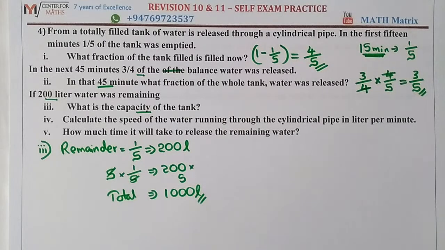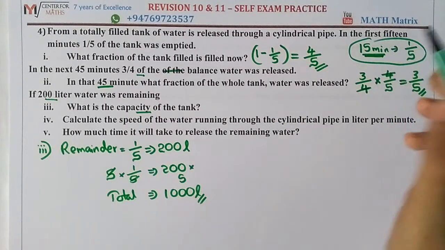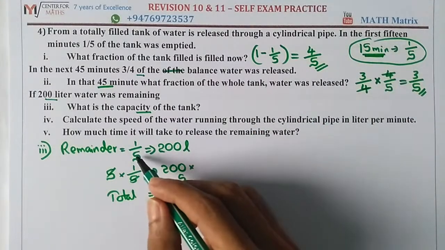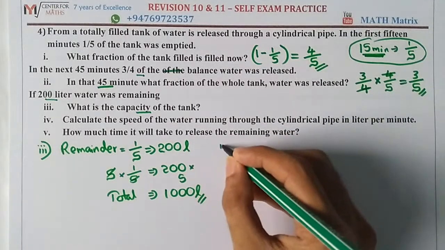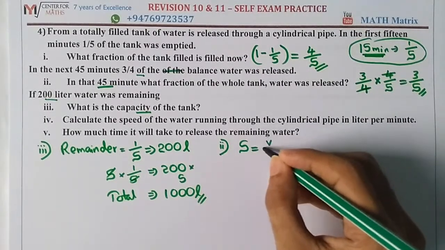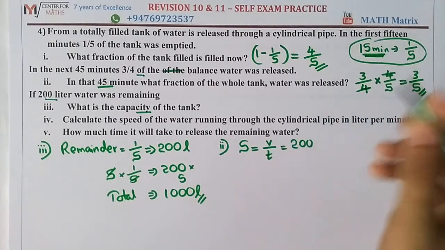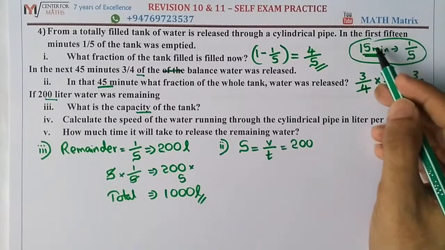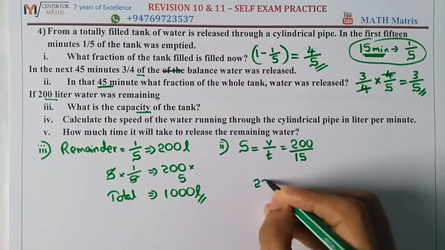Calculate the speed of the water running through the cylindrical pipe in liters per minute. Okay, so that's very easy for us to find out. Liters per minute, right? They have already mentioned that 1 part out of 5 is equal to 200 liters. So they're asking us to find the speed. Speed is equal to volume over time. Here the volume is 200 liters for 1 part, and to release that 1 part, it takes about 15 minutes. So 200 divided by 15. If you divide this, you will get the answer.